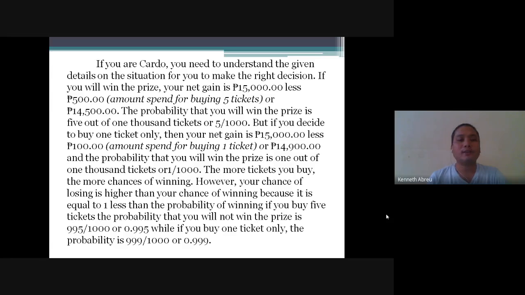However, your chance of losing is higher than your chance of winning because it is equal to 1 less the probability of winning. If you buy 5 tickets, the probability that you will not win the prize is 995 over 1,000 or 0.995 or 99.5%, ay hindi ka tumama dun sa ticket. But if you buy 1 ticket only, the probability is 999 over 1,000 or 99.9%, yung probability na hindi ka tumama doon sa ating tickets. There is a chance, pero mas malaki yung probability na hindi ka mabunot or hindi ka tumama.